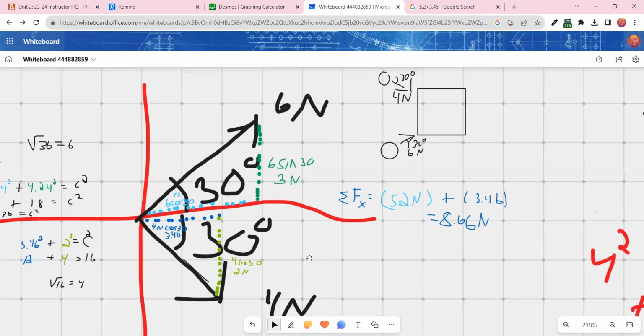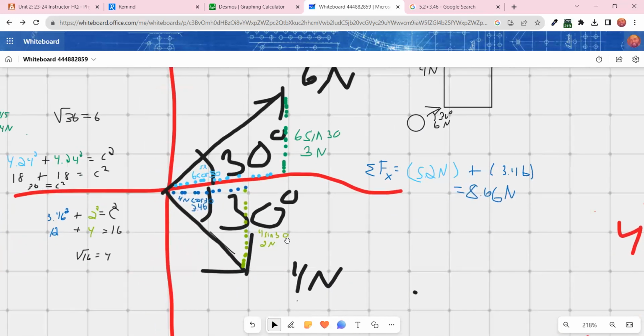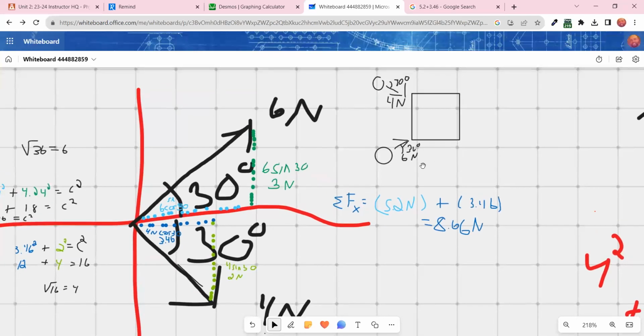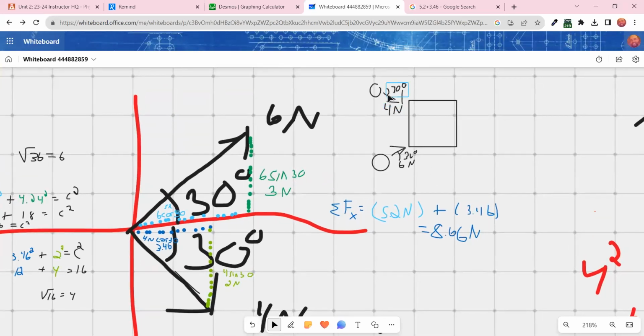Excellent. That's exactly right. So that means that when I come over here, I have 5.2 on my X. Cool. And then 3.46 on my X. That means that this guy is pushing to the right with 3.46, and this guy is pushing to the right with 5.2.